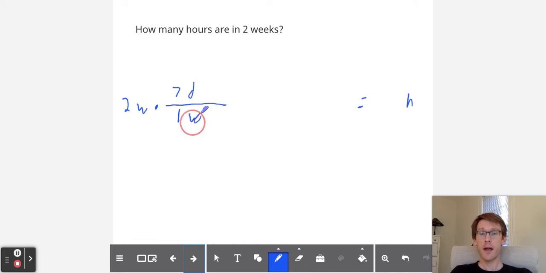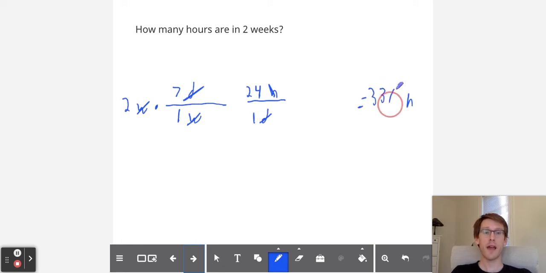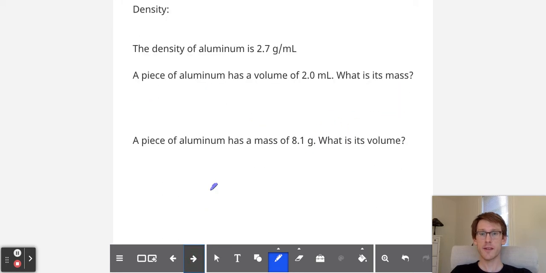And from here, after canceling out the weeks, I now have to get to hours from days. I can say that there are 24 hours in 1 day. And the days now cancel. And I'm left with hours on the left side and hours on the right side, meaning that I've done this correctly. So now I can take 2 times 7 divided by 1 times 24, divide that by 1, and I get 336 hours in 2 weeks.